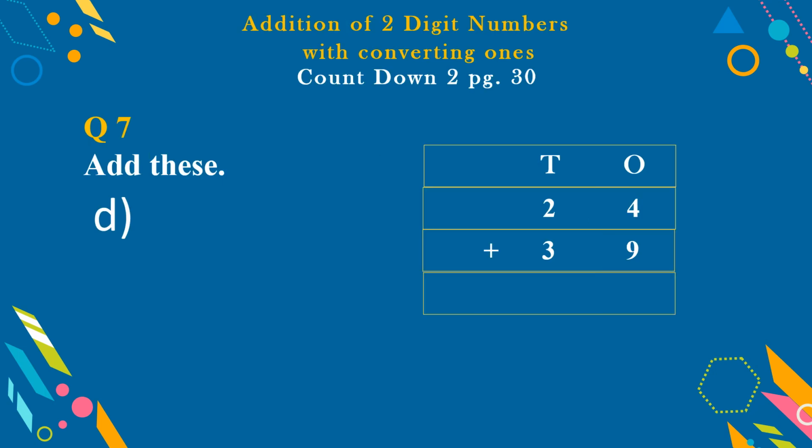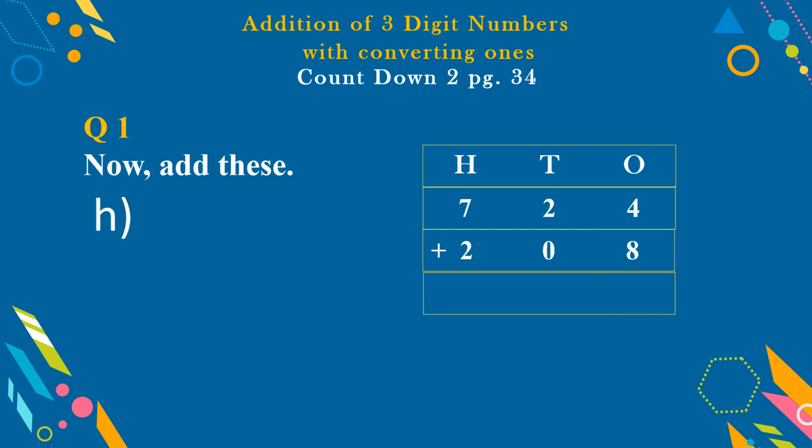Addition of two-digit numbers with converting ones, page 30, question 7, add these, part D. Question is 24 plus 39. We start adding from ones column. In ones column, 4 plus 9 equals 13. So write 3 in the ones place of the answer and 1 to the top of the tens column. In tens column, we have 1 plus 2 plus 3 equals 6. So write 6 in the tens place of the answer. So 24 plus 39 equals 63.